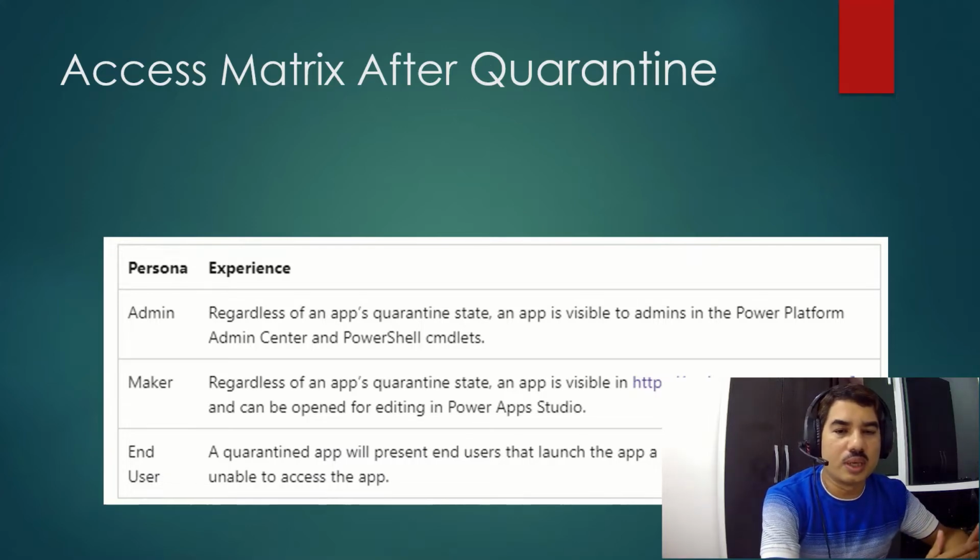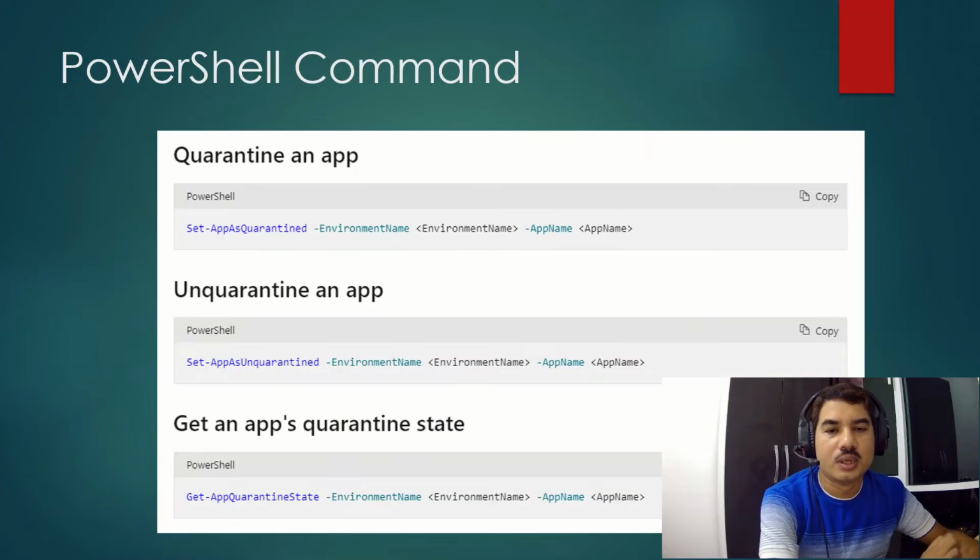When it is quarantined, the admin of the environment can go to admin.powerplatform.com and see that app. That is not a problem after quarantine. Even for the maker, that means the owner or the co-owner, they can also see that app in make.powerapps.com and edit and update it. That is not a problem. But the end user only sees that message, the message I showed a few minutes back.